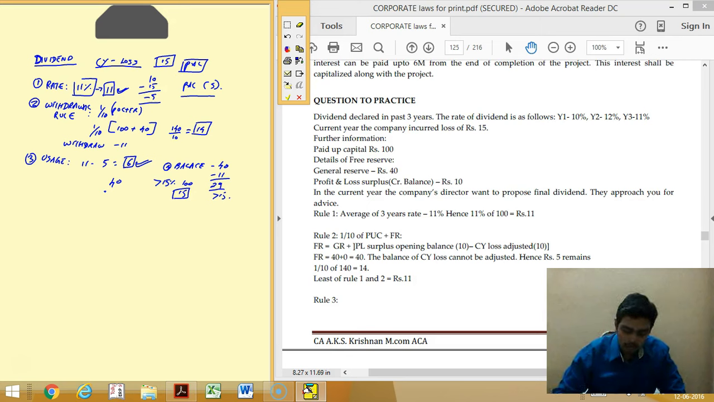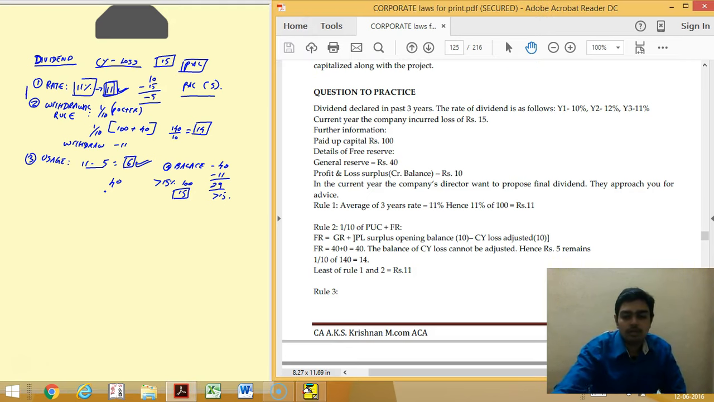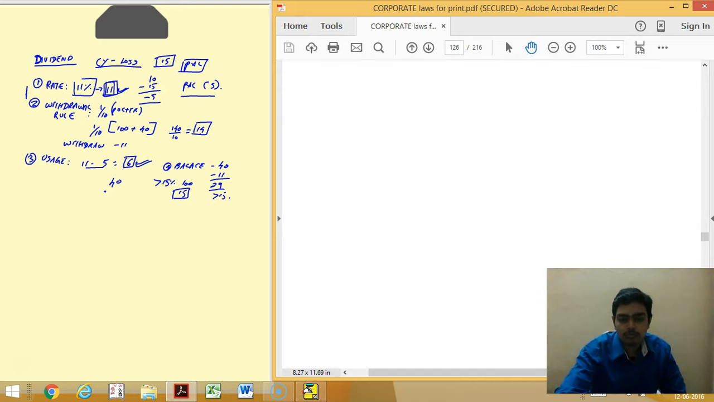So people may have a confusion. Sir, why take 11 and adjust this minus 5? Instead take 14 and adjust. No. See, prudently we have to take only the least of these two. Then we will go to back questions.